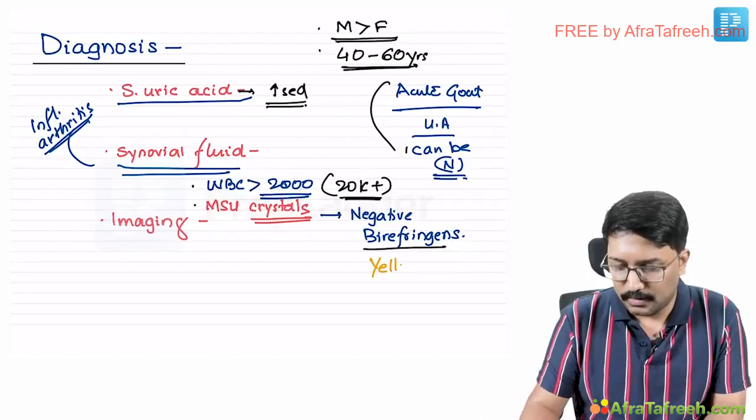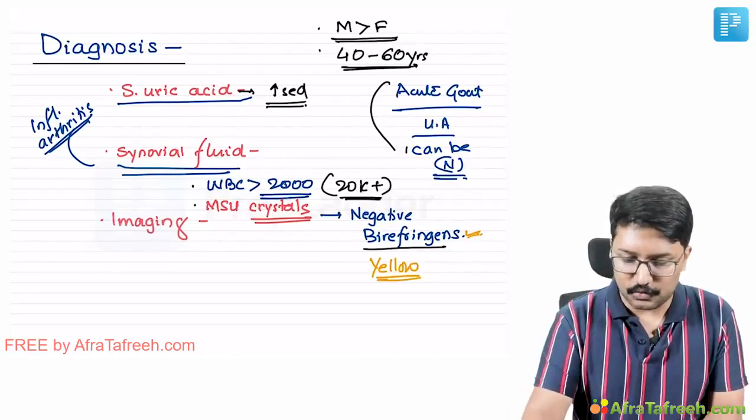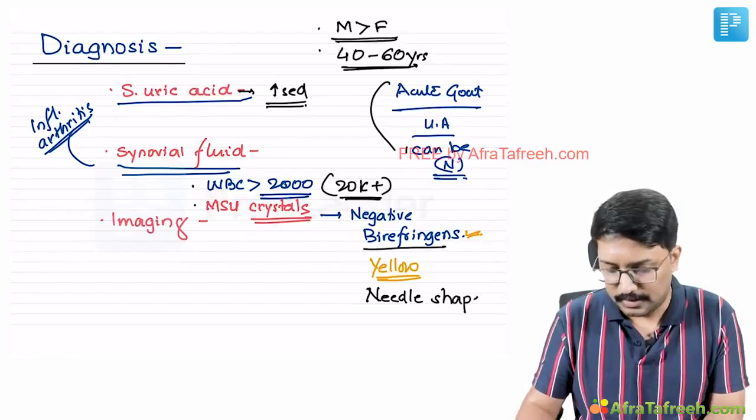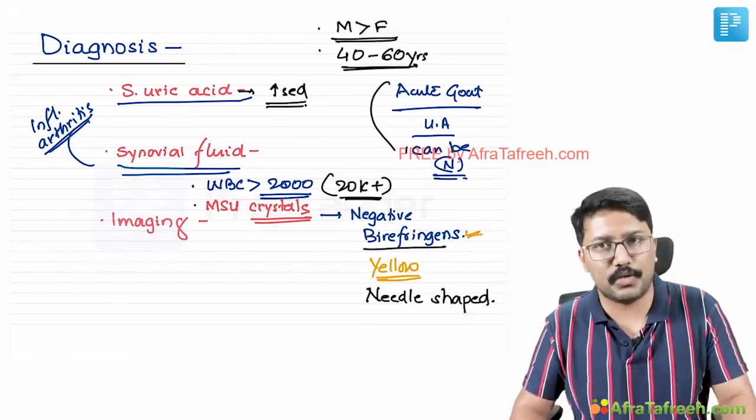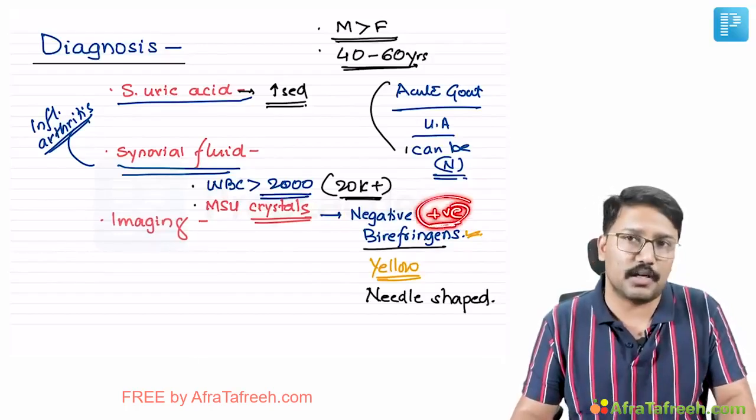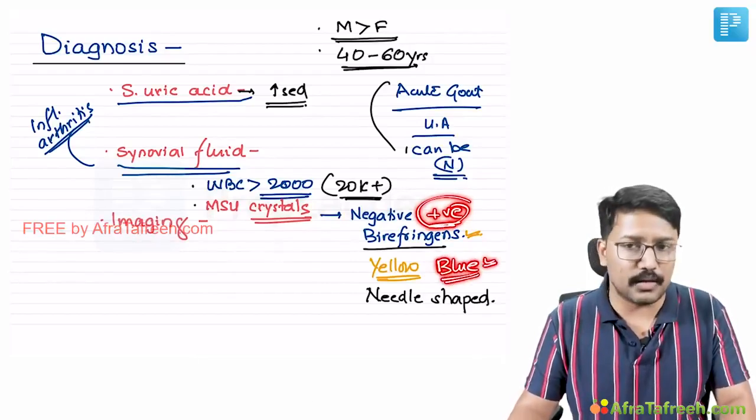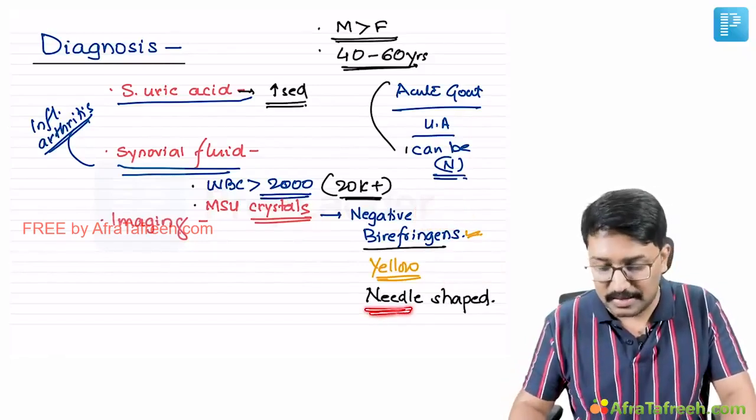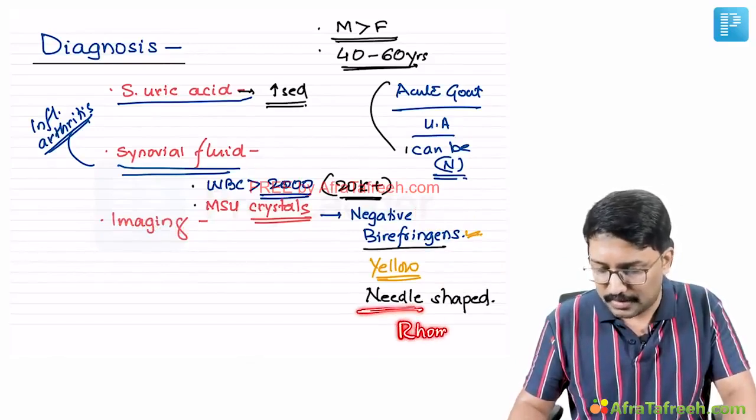We will be seeing yellow colored crystals because it is showing negative birefringence, and these crystals are usually needle shaped. The shape of crystals is very important. Why is it important? Because one of the important differentials for us sometimes would be pseudo gout. Pseudo gout shows positive birefringence, so instead of yellow, the crystals will be blue in color. The second thing we will notice is the shape: the crystals will be needle shaped in case of gout, but rhomboid shaped in case of pseudo gout.